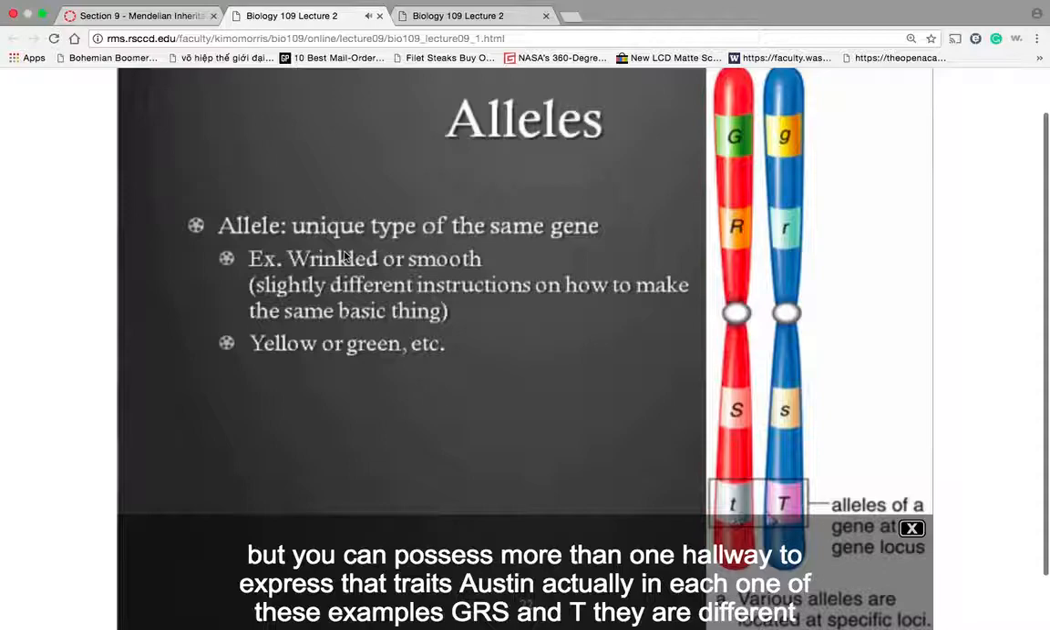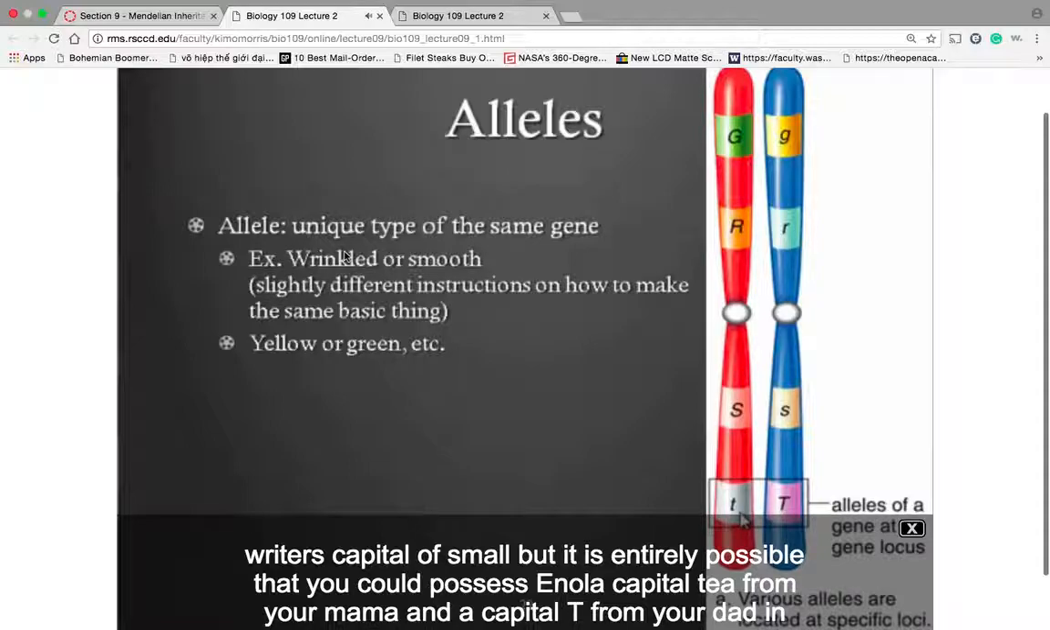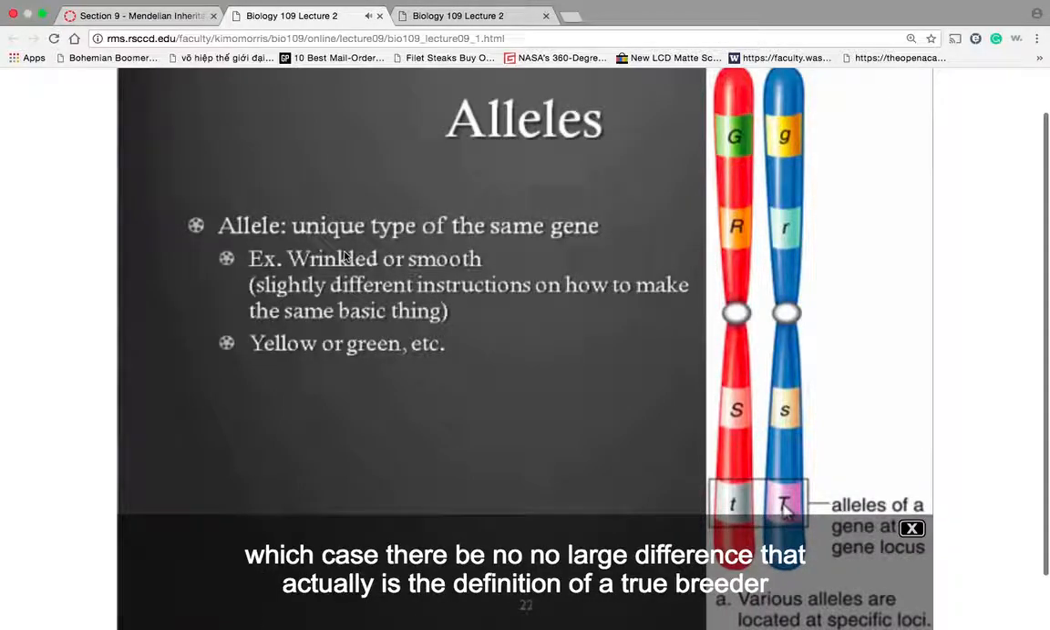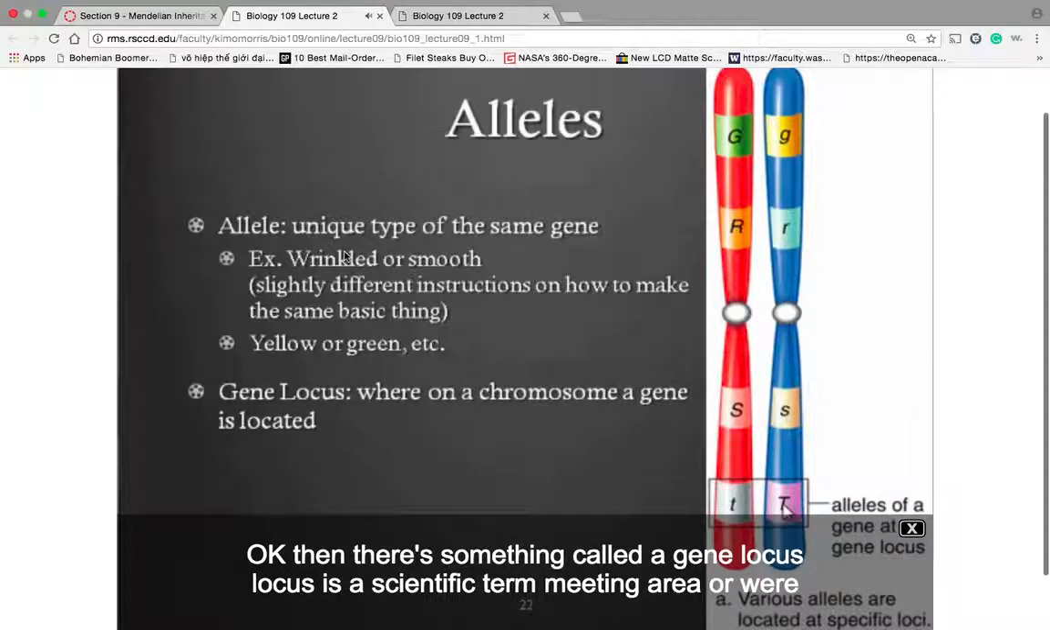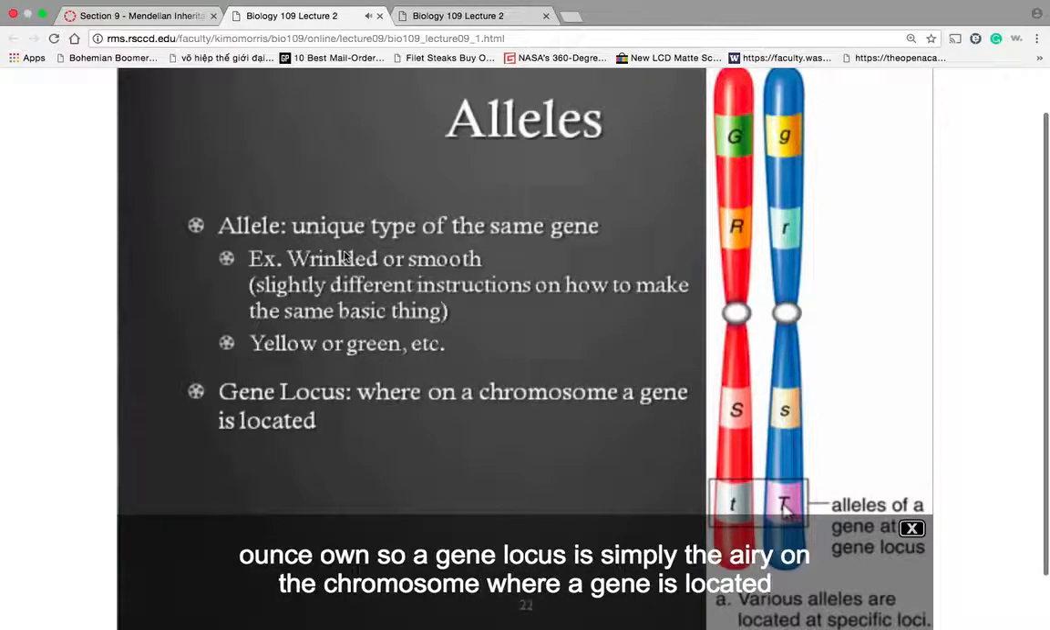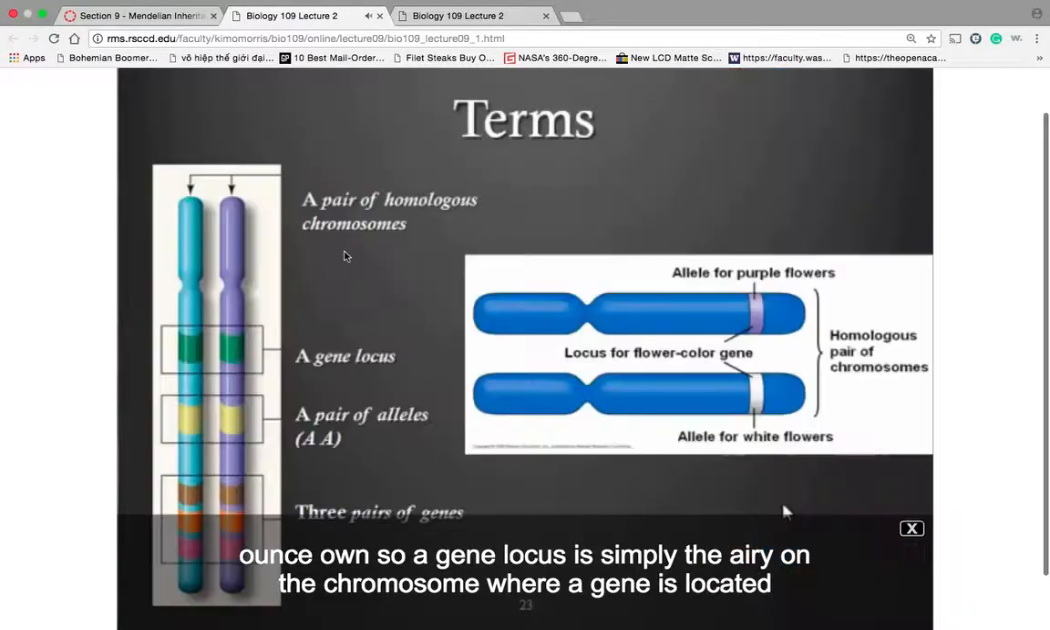But you could possess more than one way to express that trait. And actually in each one of these examples, G, R, S, and T, they are different, right? There's capital and small. But it is entirely possible that you could possess a capital T from your mom and a capital T from your dad, in which case there'd be no difference. That actually is the definition of a true breeder. Okay, then there's something called a gene locus. Locus is a scientific term meaning area or zone. So a gene locus is simply the area on the chromosome where a gene is located.